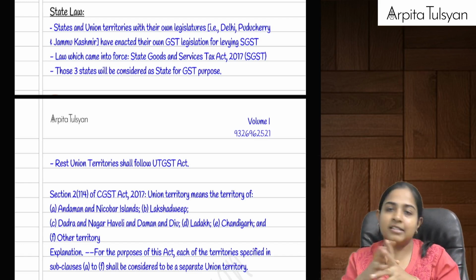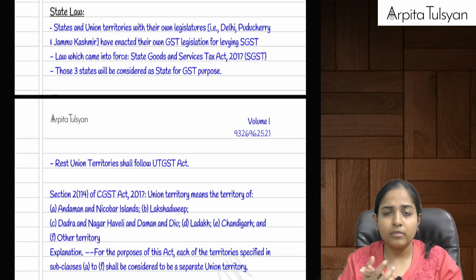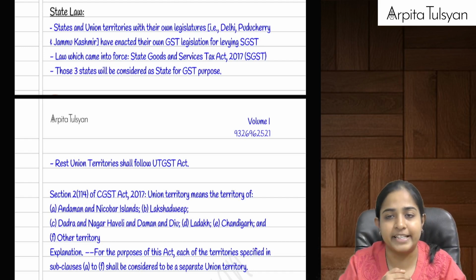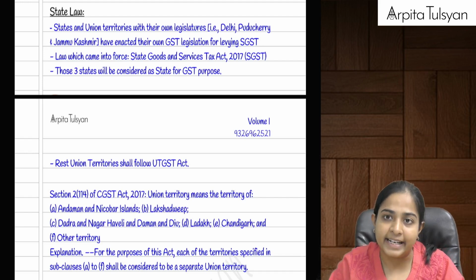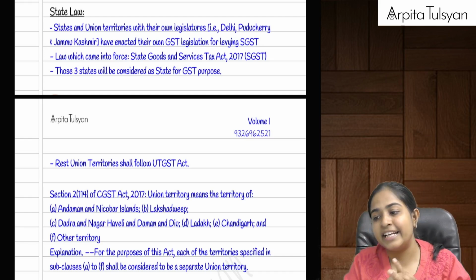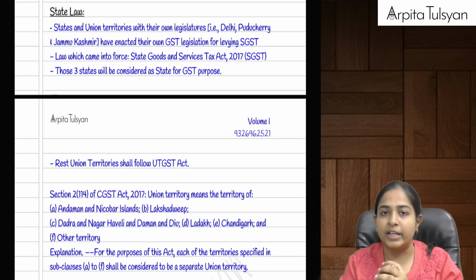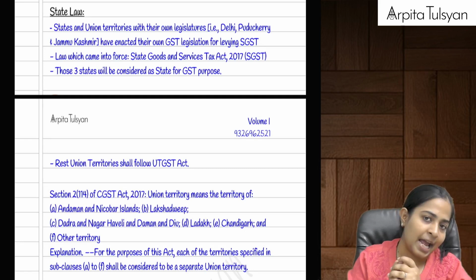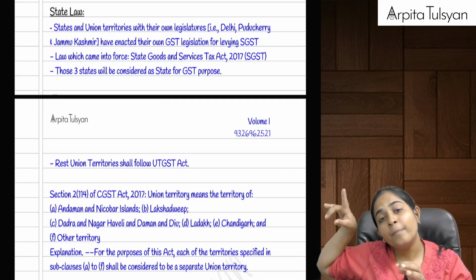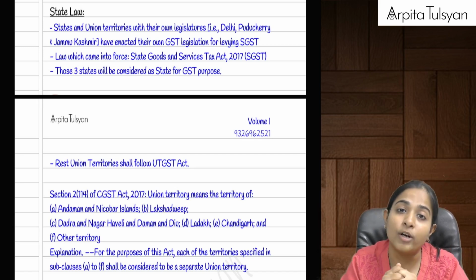There were states, just like Maharashtra. Maharashtra made its own law, the Maharashtra SGST Act. Now what about union territories? Within union territories, they did a bifurcation. For example, Delhi. Delhi is a union territory, but Delhi said that I am a union territory, I will not go under UTGST, I will make my own legislature.